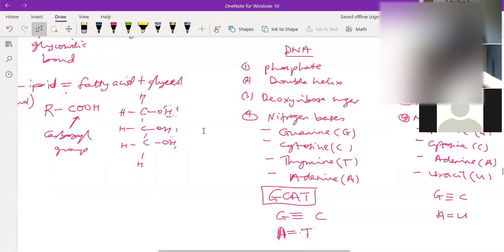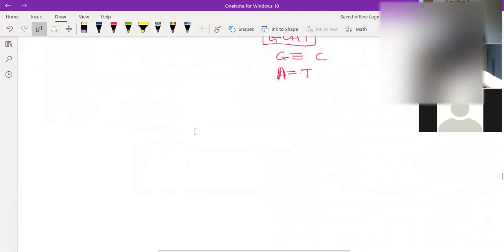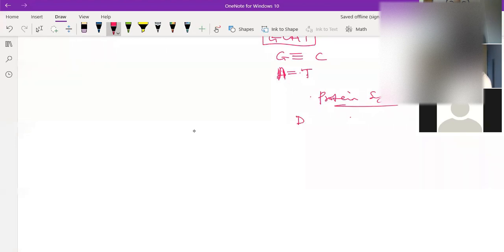Now we'll talk about protein synthesis probably another time. But basically, protein synthesis starts with the DNA, right? A quick overview will be like this. So we start with the DNA, and then DNA will be copied to RNA. Here we call that the messenger RNA.